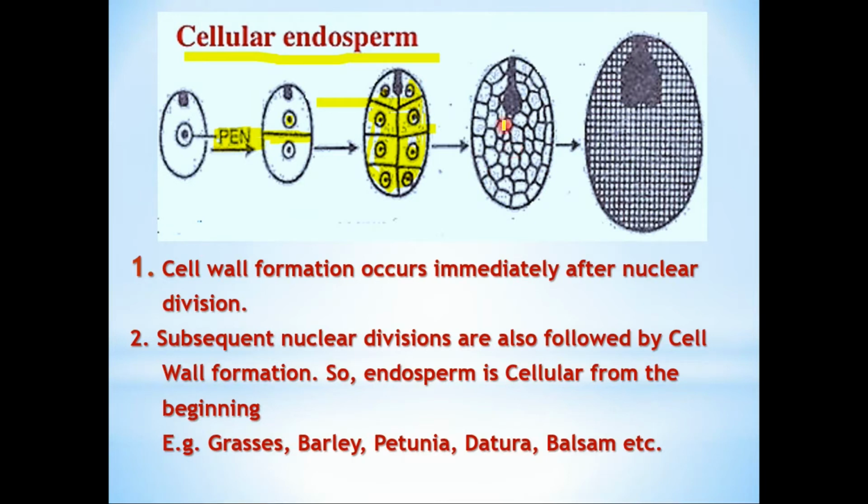In this picture, of course there are nuclei which have not been shown in this diagram for the sake of convenience, but as soon as the nuclear division has taken place, cell wall formation has also taken place simultaneously. So this type of endosperm development is called the cellular type. Now here you can see that the entire central cell or the embryo sac is occupied by the cellular endosperm, and this dark area is the developing embryo. This type of endosperm development is seen in grasses, monocots, barley. You will also find the cellular type in petunia, datura, balsam, etc.